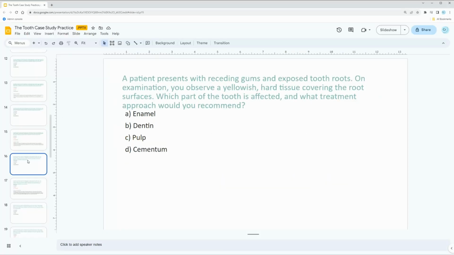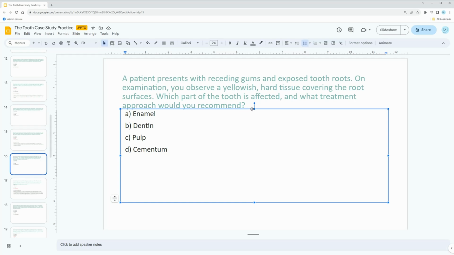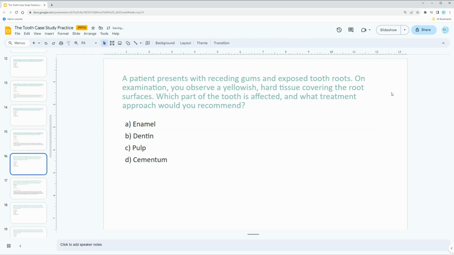Okay, so let's go through another question here for you. A patient presents with receding gums and exposed tooth roots. On examination, you observe a yellowish hard tissue covering the root surfaces. Which part of this tooth is affected and what treatment approach would you recommend?